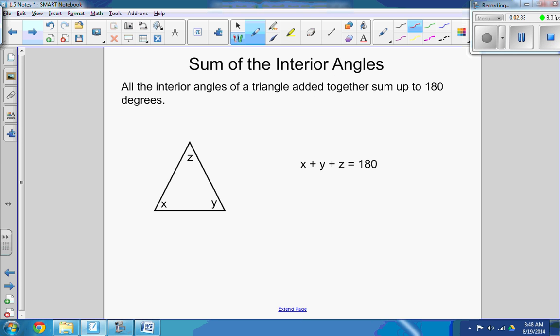The sum of the interior angles. The sum of the interior angles added together is 180 degrees. So I got angle X, angle Z, and angle Y here. Those added together equal 180 degrees. Doesn't matter what the triangle looks like, it will always add up to 180 degrees.